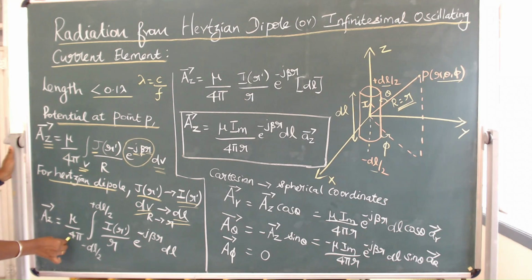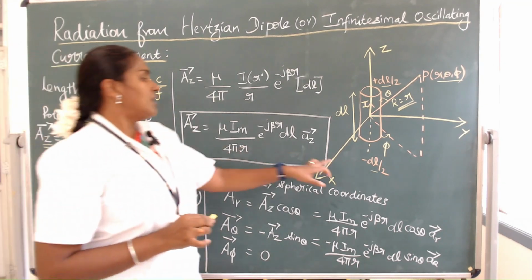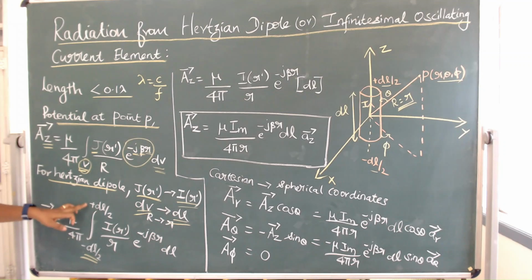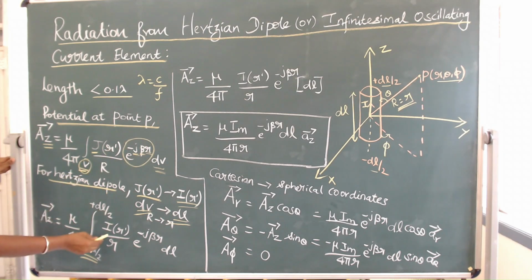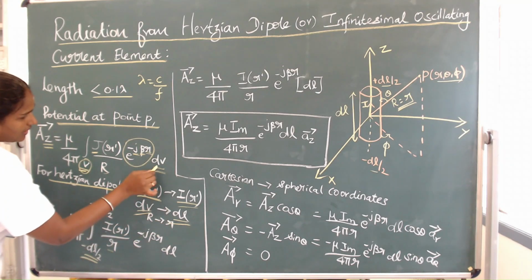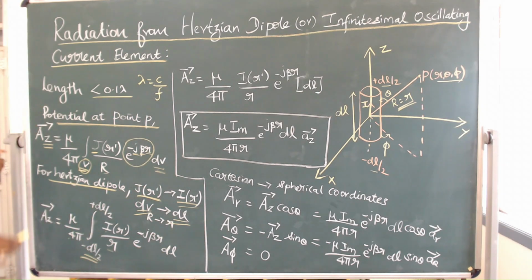Mu by 4 pi is kept as a constant. The volume integral is now replaced by a line integral, running from minus dl by 2 to plus dl by 2. That is why the integral is from minus dl by 2 to plus dl by 2. Current density is reduced to line current, and capital R is reduced to small r, with e power minus j beta r dl. The dv is reduced to dl, and the volume integral is reduced to a line integral since the length of the dipole is very small.